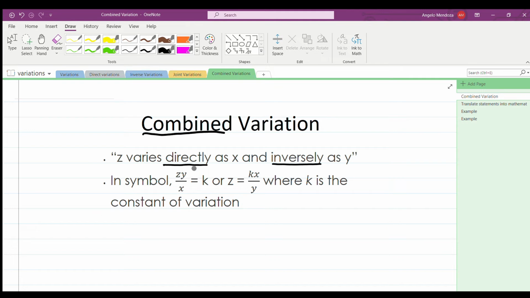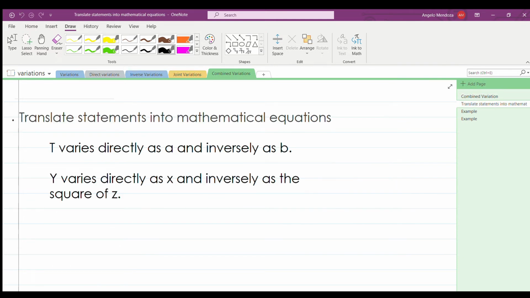In symbol, you can actually change or assign any letter of the alphabet as long as we know how to translate verbal statements to mathematical equations. So let us first try to see how to translate statements into mathematical equations.